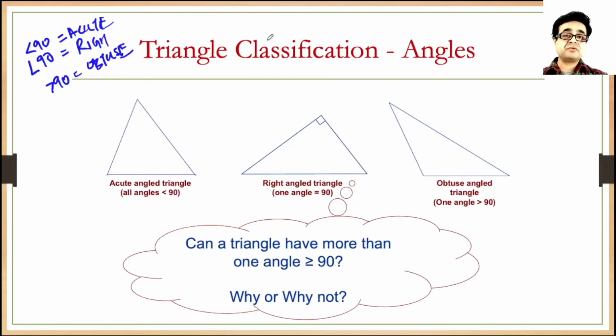Since the sum of the angles in a triangle has to be 180, you cannot have more than one angle of 90 degrees in a triangle, right? And an obtuse angle triangle is a triangle in which one angle is more than 90 degrees. The other two angles have to be less than 90 degrees and acute, because you cannot have more than one angle in a triangle of more than 90 degrees, otherwise the sum of the angles would be beyond 180.